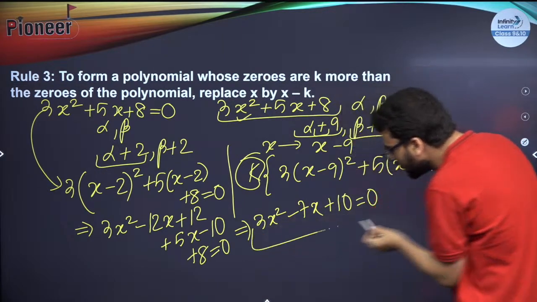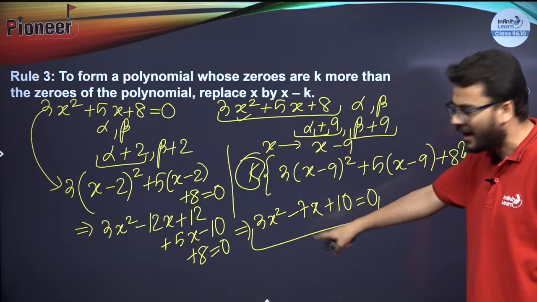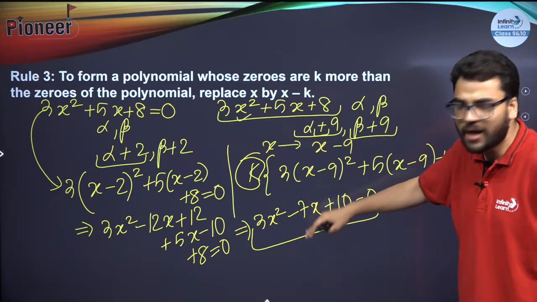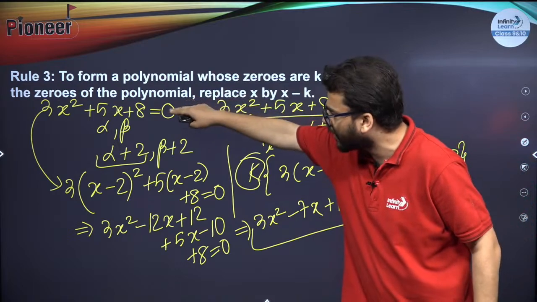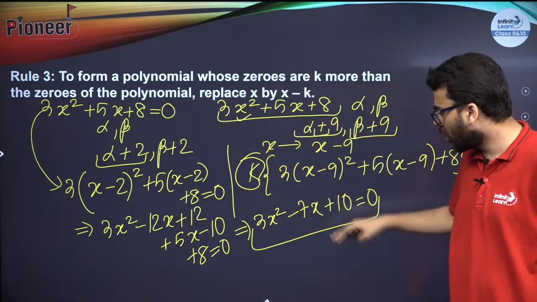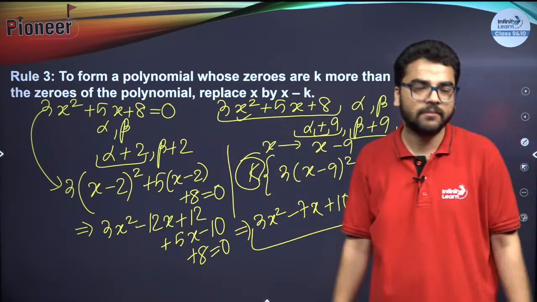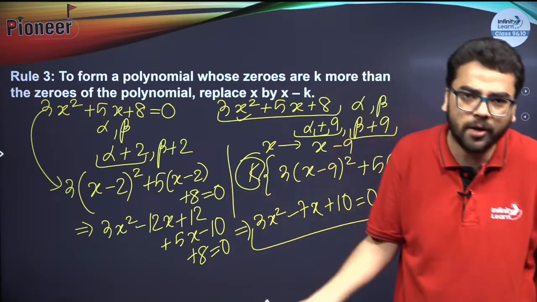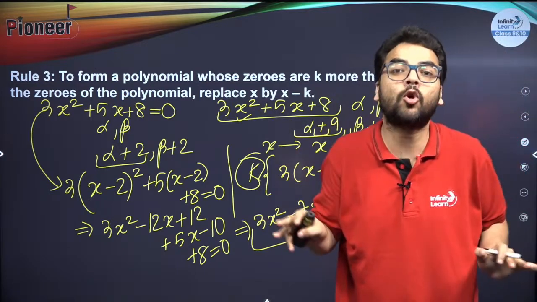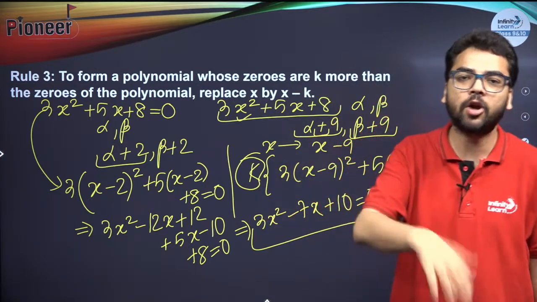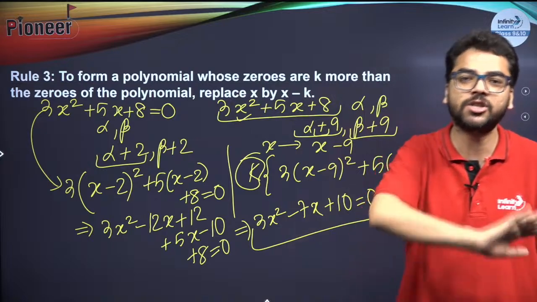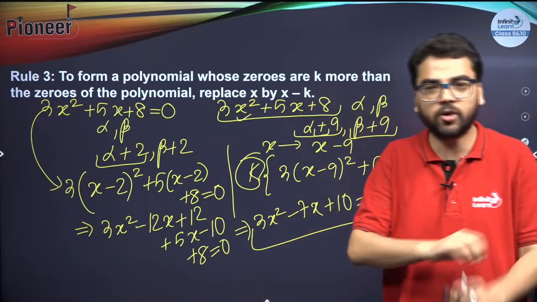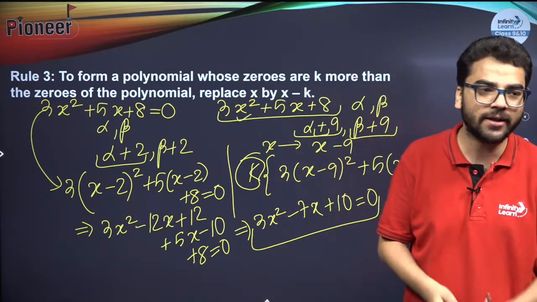So you see, the roots of this quadratic equation will be alpha plus 2, beta plus 2, if the roots of the original quadratic equation are alpha and beta. You got that logic, guys? Tell me. So the quadratic equation will be unique, but the polynomial will not be unique, right? And this is not just about quadratics. It is about a polynomial of any degree. You got that logic?